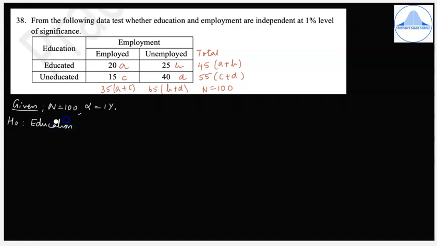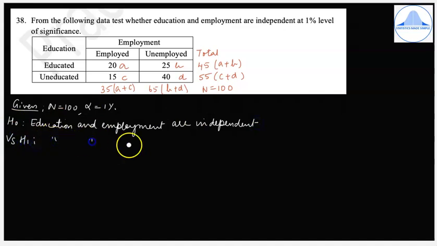H0: Education and employment are independent, versus H1: Education and employment are not independent. In the exam, please write the words completely.